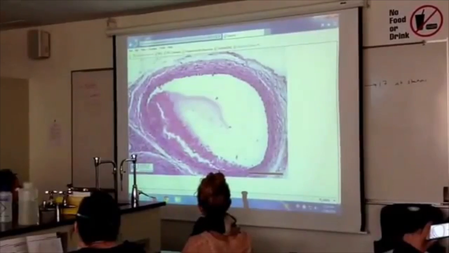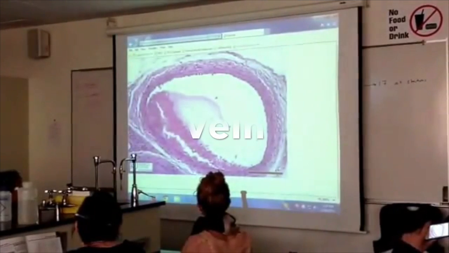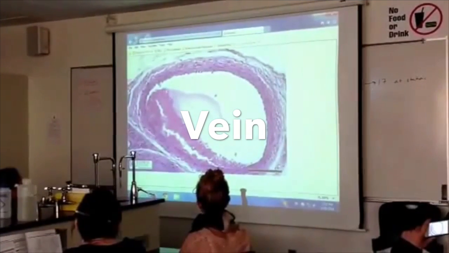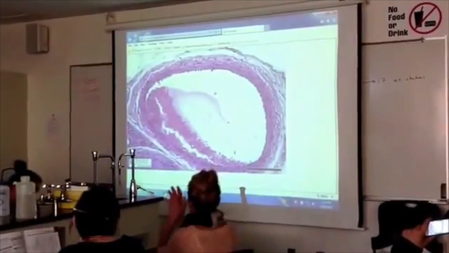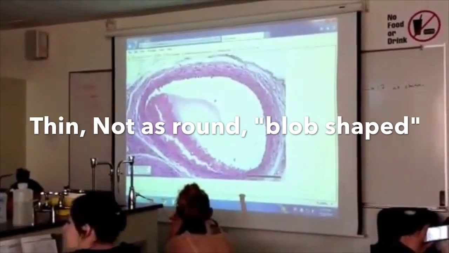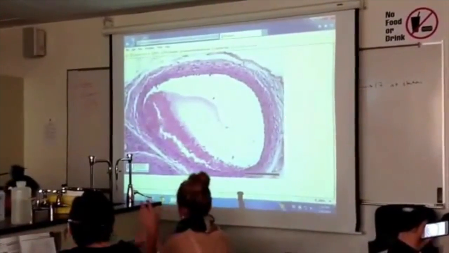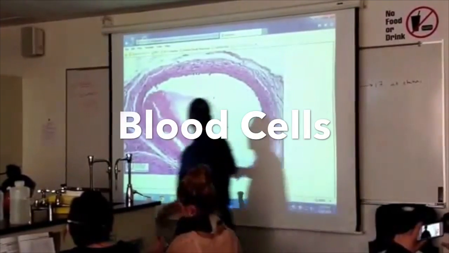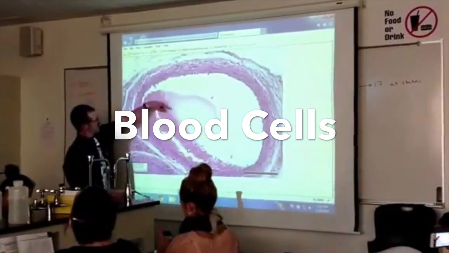All right, vein. How'd you know? Thinner wall, not as round, though it can be. It's more of an oblong kind of shape. What's the stuff that's hanging out in the middle? These are the blood cells here.